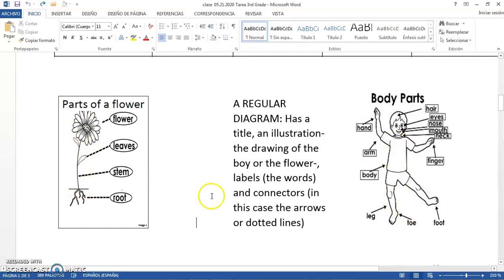This is the illustration. Then it has labels, the words: flower, leaves, stem, root. Or here the body parts: hair, eyes, nose. Those are the labels. And it also has connectors. In this case, arrows. These are the connectors, the arrows that you can see here. Or dotted lines, like this here. Dotted lines. These are called connectors.